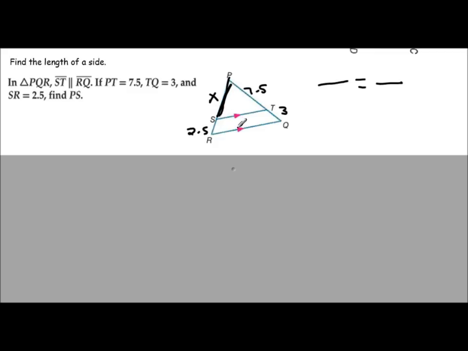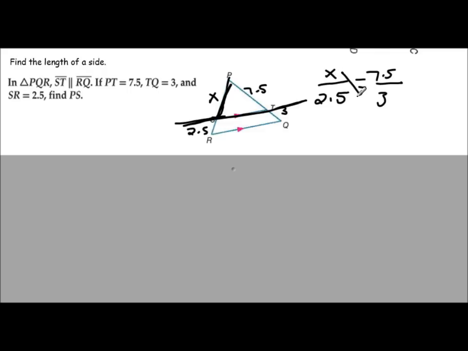So because these are parallel, we're going to set up our ratios and set them equal to each other. So like I said, think of this as one big fraction bar, and your fractions would be X over 2.5 equal to 7.5 over 3. So they've already done the fraction setup for you. You just have to use it to solve for your missing side, in this case X.